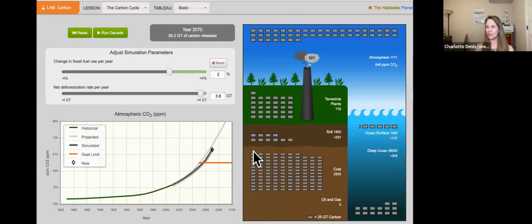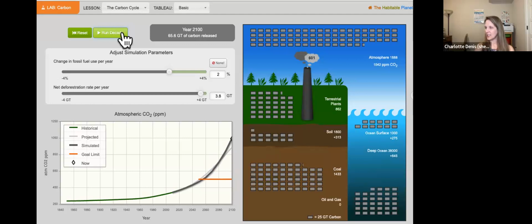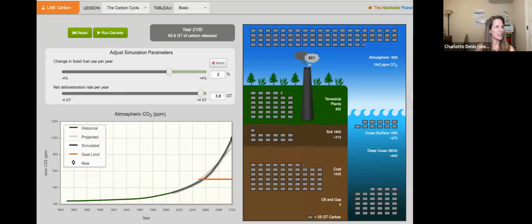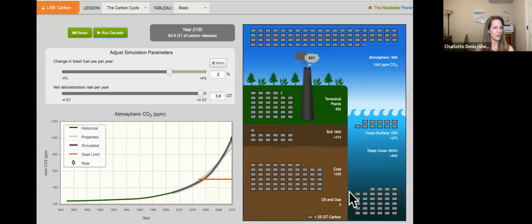But you may have also noticed that while I was clicking on run decade, carbon was moving around on the right-hand side. Like I said, it is a little bit clunky. Each one of these little boxes has a value. I can't remember how much it is, but it says it in the student doc, down at the bottom. Oh, you might not be able to see that on my screen. Each one of those boxes represents 25 gigatons of carbon.